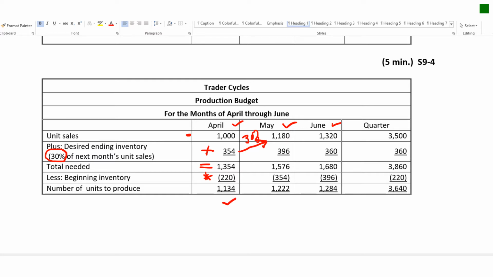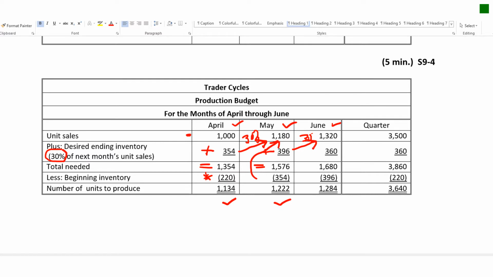You subtract that, so that would be your required production for the month of April. If you're in the month of May, again, you would take 30% of the 1,320. That gives you desired ending for May of 396. You add that to your unit sales and you get total needed. Your beginning inventory, remember, would be the 30% of the 1,180, which is again 354. You subtract that, and that would be your required production for the month of May.